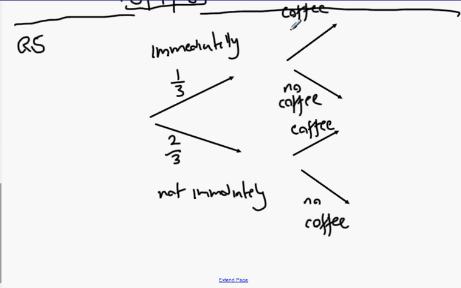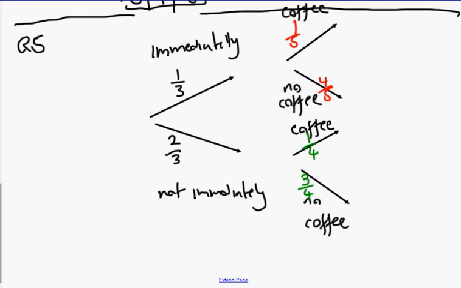Now, if you leave immediately from work, do you got it? If you leave immediately from work, your chances of stopping for a coffee is 1 in 5. Yeah? 1 in 5. Therefore, when you leave immediately, your chances of not getting a coffee must be 4 in 5. If you leave work not immediately, your chances of stopping for a coffee are 1 in 4, because it says it in the question. Therefore, your chances of not getting a coffee must be 3 in 4.